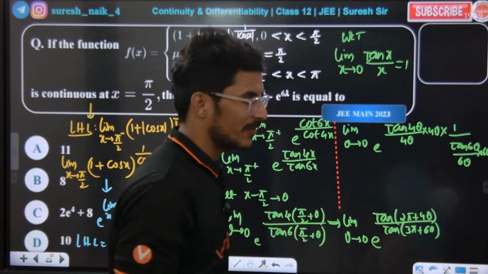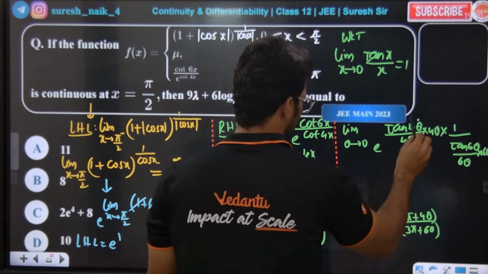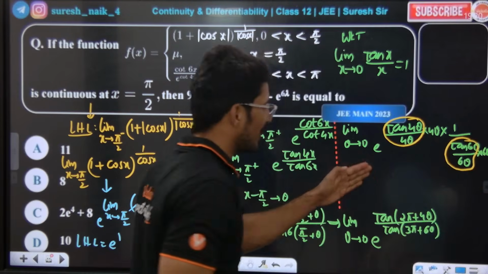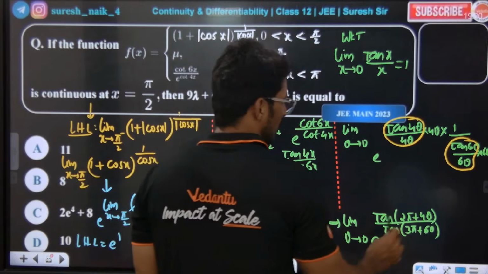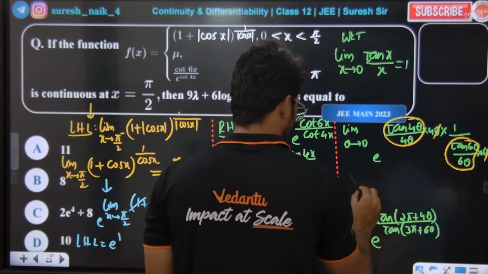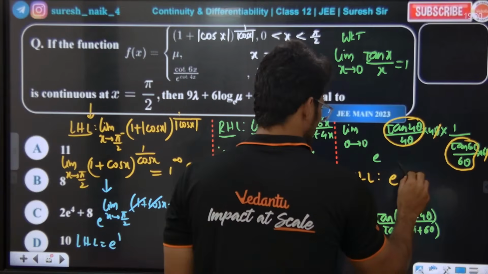Understood? Hope everybody can see this. Now theta tending towards 0, this is 1 and this is 1. All of these are happening in the power of e, the exponential of e. The theta cancels. 4 by 6, sorry. So the RHL is going to be, finally, e to the power of 4 by 6, which means 2 by 3.